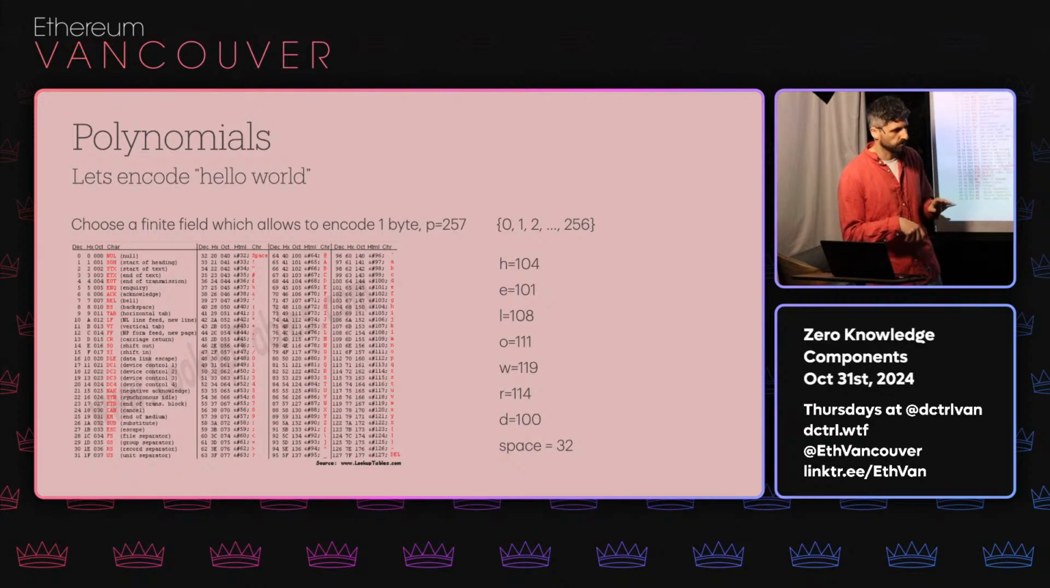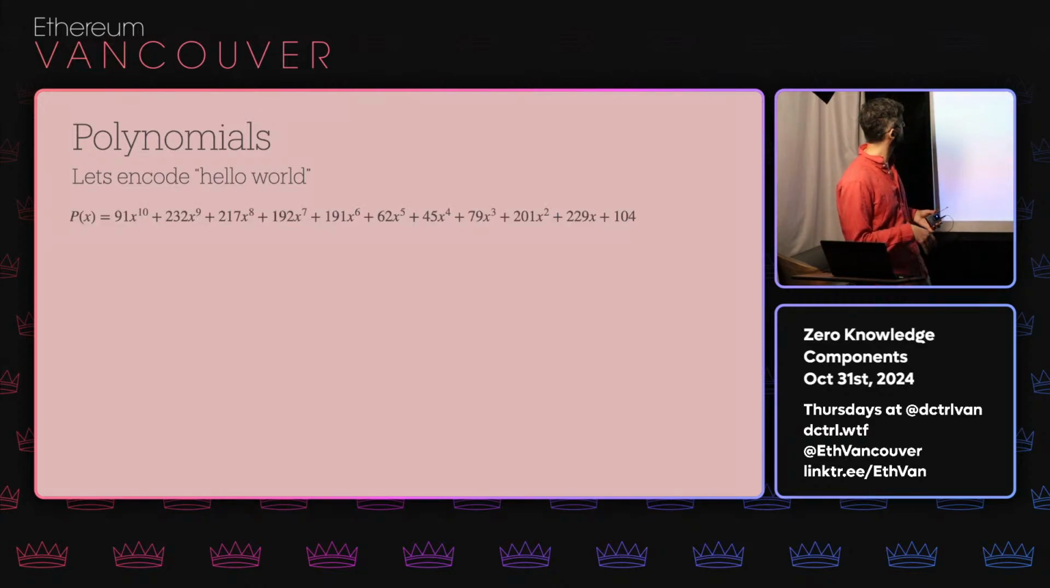I'm not going to talk about this one, but the idea is that in the end, we will get something like this, which looks a bit scary. But if we try to evaluate this polynomial, for example, for x equals 0, all of these terms will be cancelled out, and we will have only 104. And basically, it's the ASCII code of the letter H.